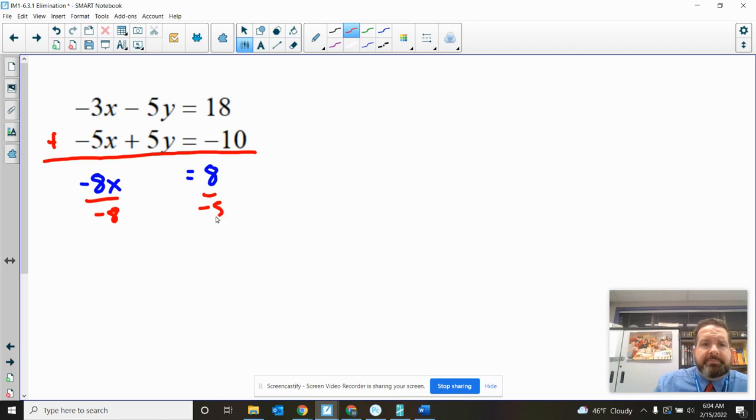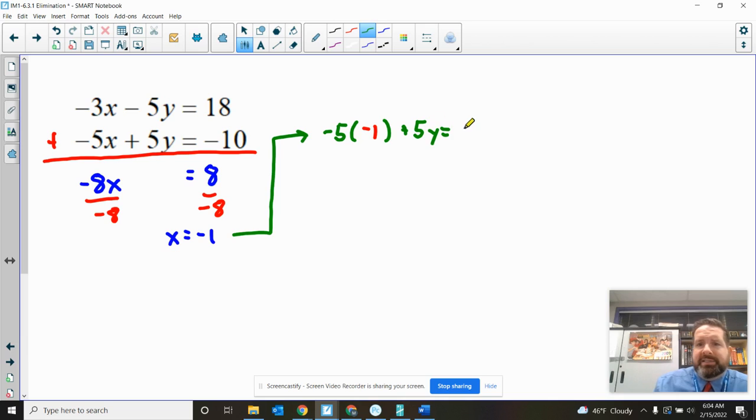And over here, 18 plus negative 10 is 18 minus 10, which is just 8. Solve for the x. Okay, then pick one of these equations. Doesn't matter which one. I'm going to choose the second one this time. We think we know what number x is. So where I see the letter x, I'm going to put the number in there that I think x is. We don't know y yet, so we're leaving that as the variable. Negative 5 times negative 1 is just 5.